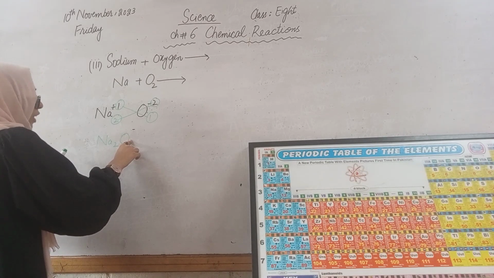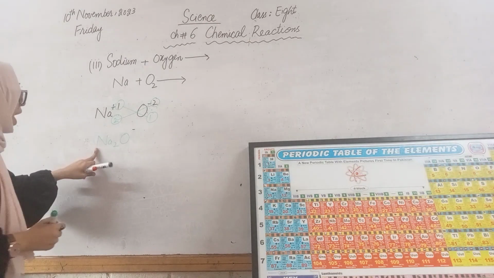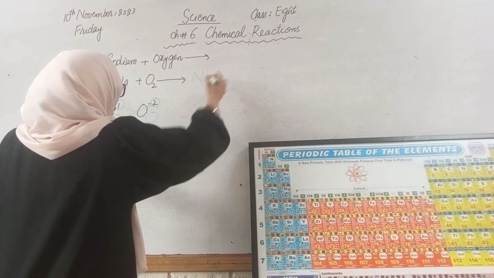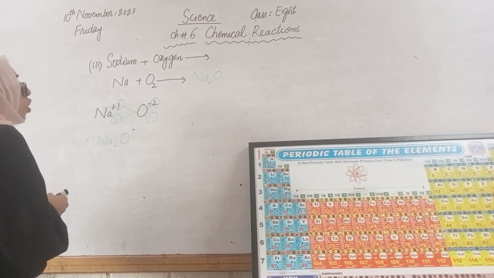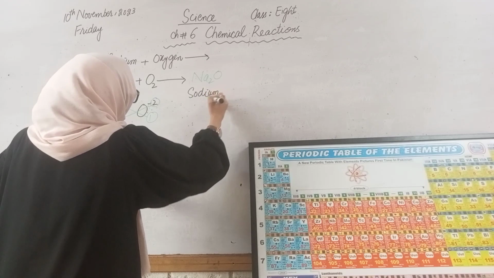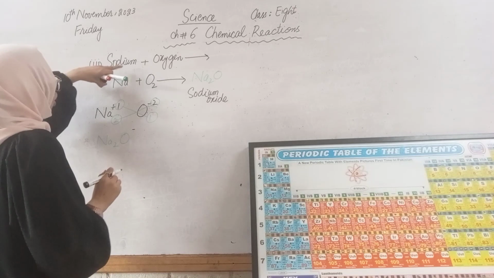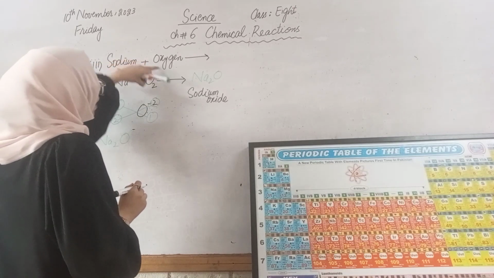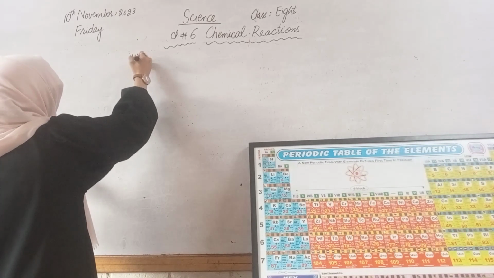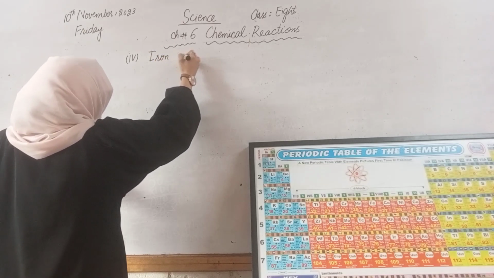The 1 will not be written in the final product. So we have obtained the formula Na2O. It is also called sodium oxide. By the reaction of sodium and oxygen, we get sodium oxide. So our fourth example is the reaction between iron and oxygen.